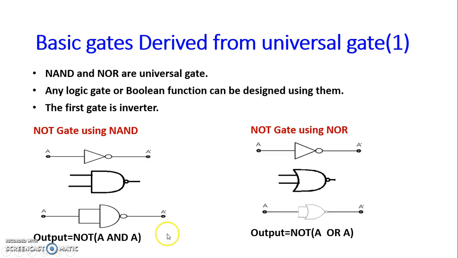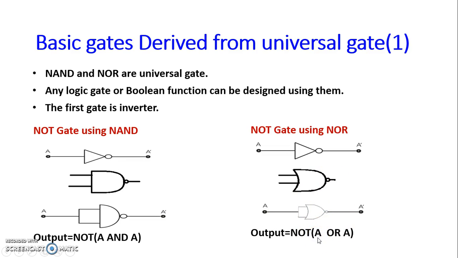In the same manner, we can also realize the NOT function using a NOR gate. A NOR gate is again a two-input and one-output device. Now by combining these two inputs, we have the single input which is required to realize the NOT gate. Here we can write the output in the form NOT of A or A, which is this gate.